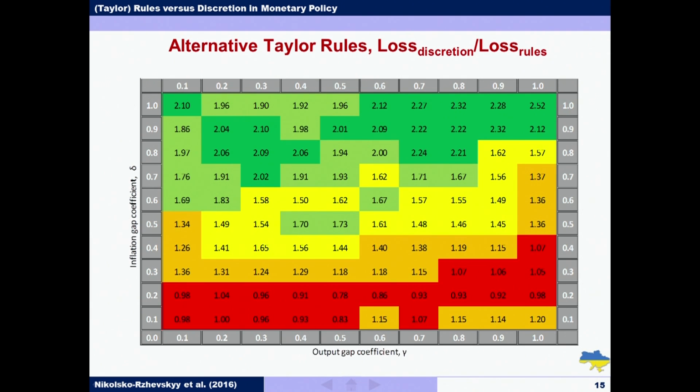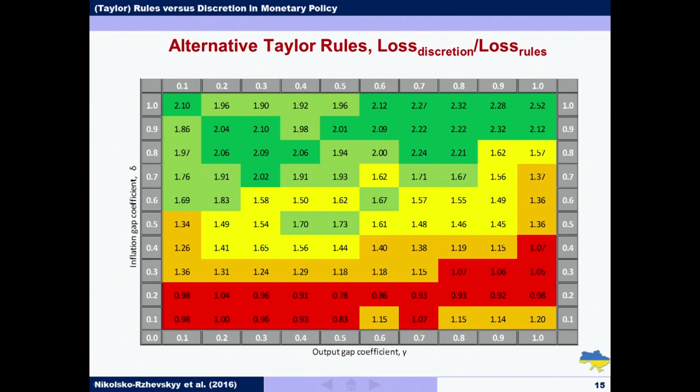Along the horizontal axis, we have the output gap coefficient gamma, and it varies from 0.1 to 1. So the classical Taylor rule result would be gamma equals 0.5. And along the vertical axis, we have the inflation coefficient. Again, here it varies from 0 to 1. And the classical Taylor rule coefficient is that delta equals 0.5. So the classical Taylor rule is right in the middle.